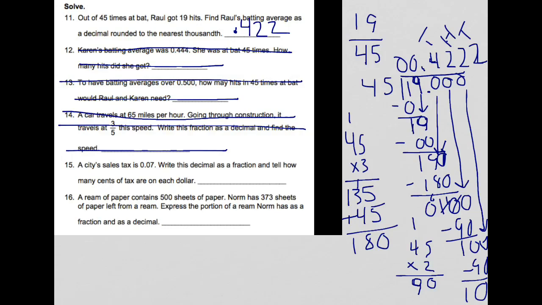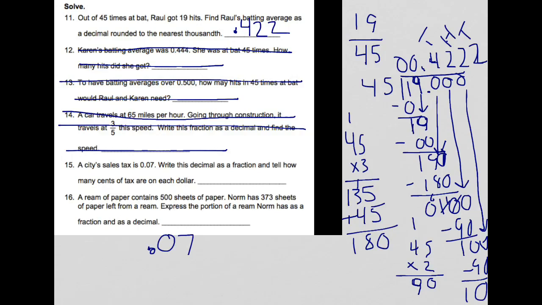Alright, we're going to work one more problem. We're going to work number 15. A city sales tax is 700 700ths. Write this decimal as a fraction and tell how many cents of tax are on each dollar. So city sales tax is 700ths. Write this decimal as a fraction.